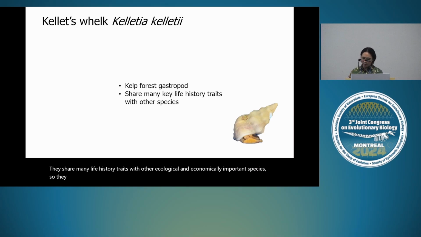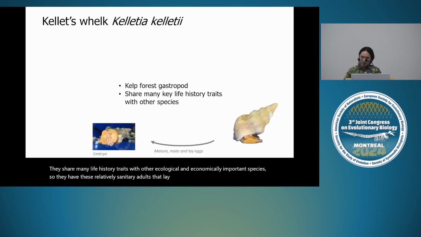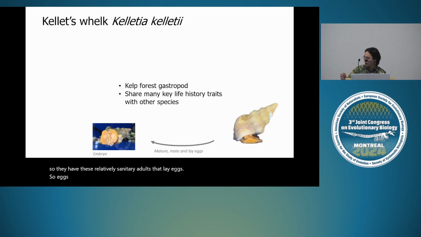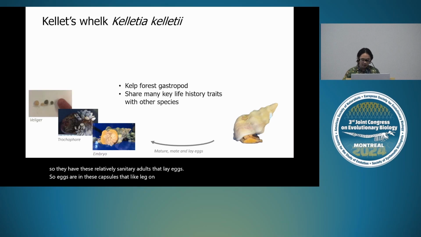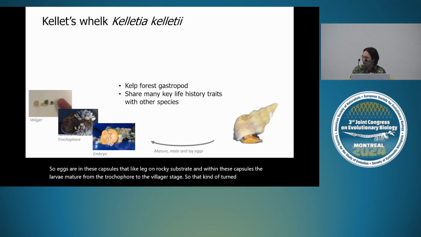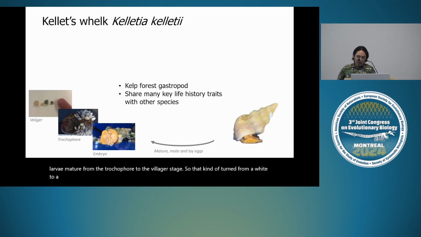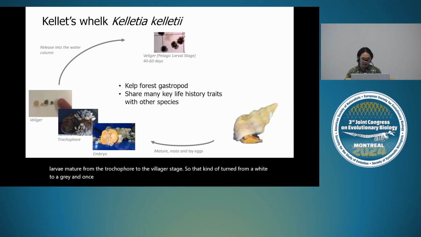So they have relatively sedentary adults that lay eggs. The eggs are in capsules laid on rocky substrate. Within these capsules, the larvae mature from the trochophore to the veliger stage, so they turn from white to gray. Once they reach the veliger stage, they are released into the water column, where they spend 40 to 60 days dispersing with ocean currents.